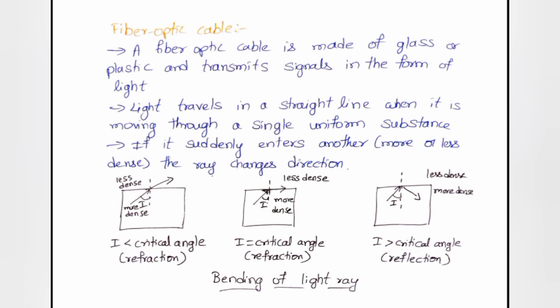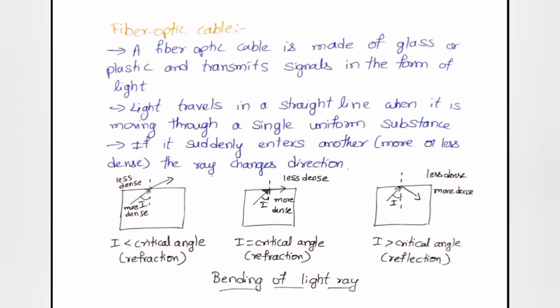So we know that the light will travel very fast compared to the remaining ones, right? So the light travels here at the speed of 3 into 10 power 8 meters per second. The light travels in a straight line when it is moving through a single uniform substance. So if it suddenly enters another, more or less dense medium, then the ray changes direction.